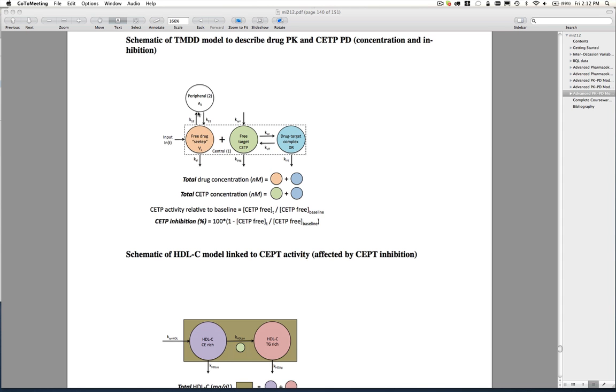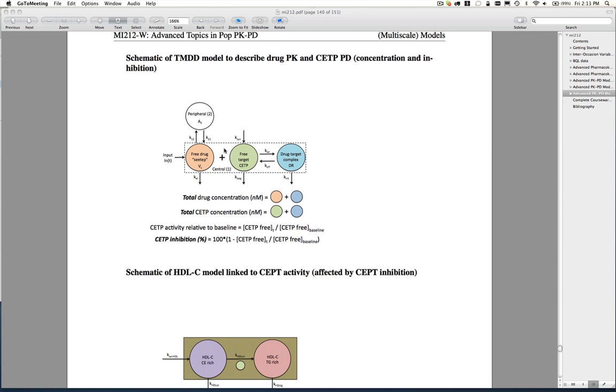So we have here the PK, or the target mediated drug disposition model. And what I'd hope to do too is highlight how you can use some of this information, not just for the PK, but also to help drive the pharmacodynamic relationship, in this case for CETP inhibition, and then how that feeds into the PD. So just walking through this schematic, we have our free drug, we have our free target, and then we have the complex of drug and target here.